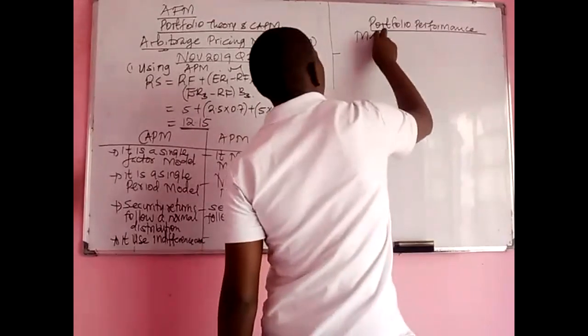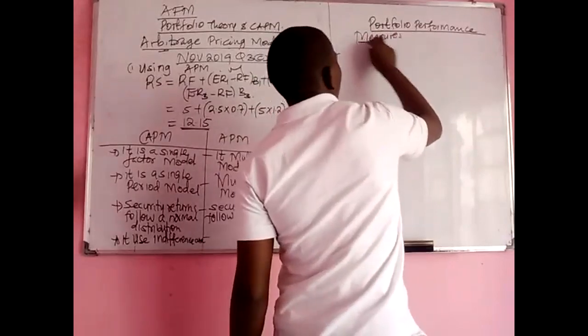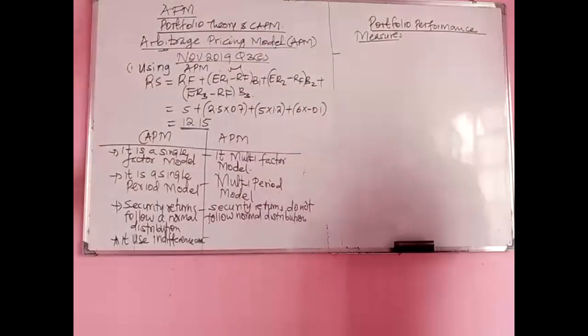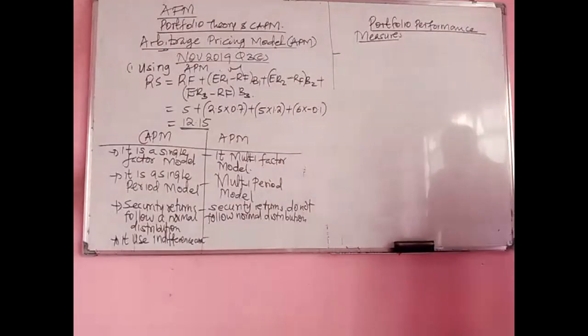Portfolio performance measures. Now, generally, we want to talk about the methods that we use when evaluating the performance of a portfolio. That is what we'll be talking about in that part. There are four of them. Measures that we use in measuring portfolio performance.